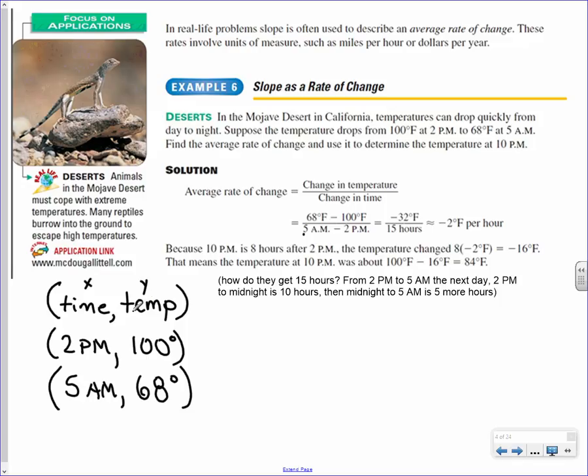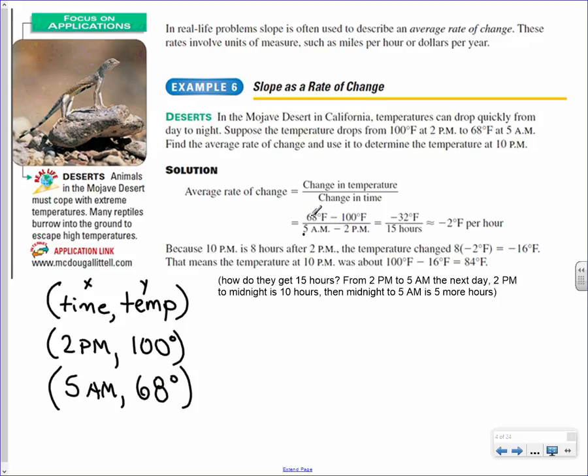Since they didn't tell us, we're probably going to want to do the change in temperature over the change in time. That makes a little more sense. But we can also see here that they already had set this up, and so we know the y's are on top. So our time, we've got 2 p.m., it's 100 degrees then, and at 5 a.m. it's 68 degrees.